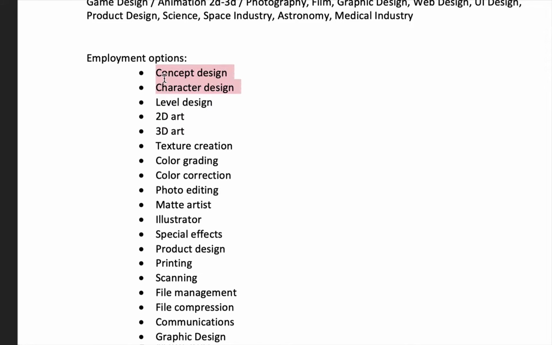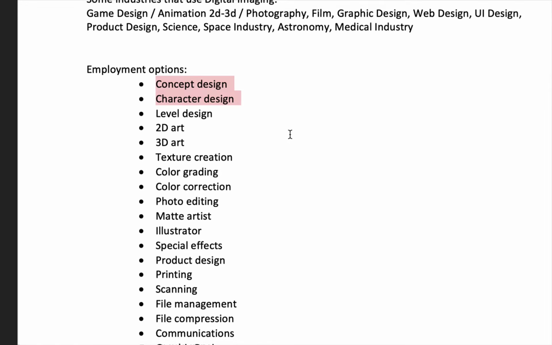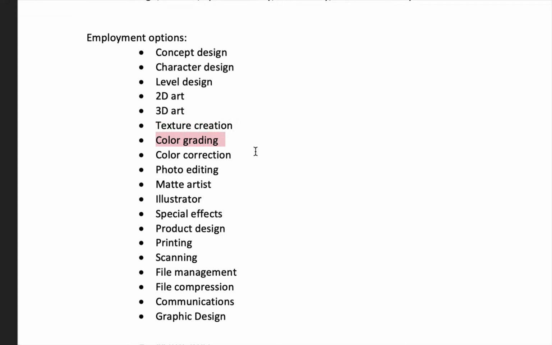Same with these. All of these: game design, animation, even possibly the film and the UI and the web. Texture creation is utilized a lot in 2D, 3D art, animation, and game design. Color grading, the affecting of light and color in film, photography, mood creation. That's an important part of all of that, and just understanding color in general.